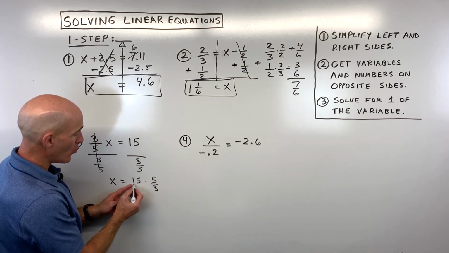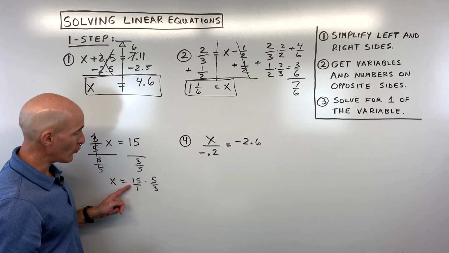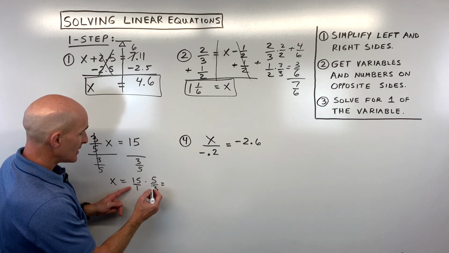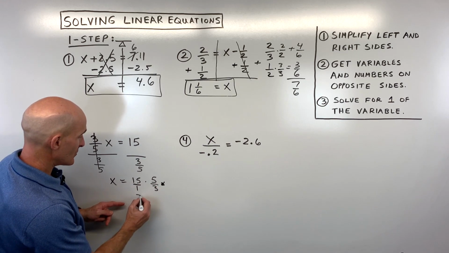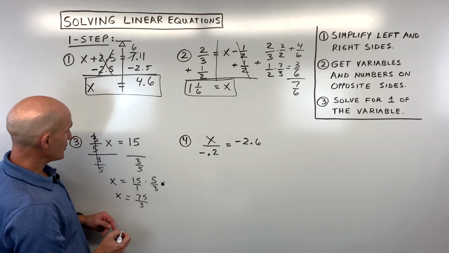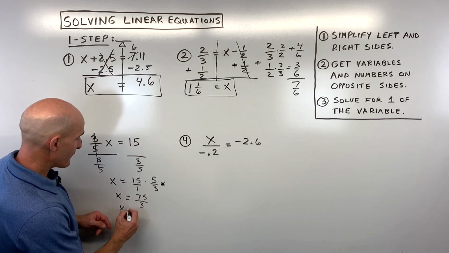Now remember, any whole number can be written as a fraction by putting it over 1. And then we can multiply across here. This is going to give us, actually, let's just do it right here. So this is going to be 75 over 3, which is equal to 25.